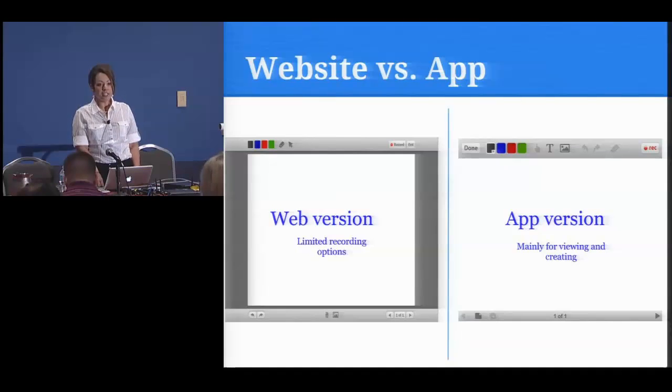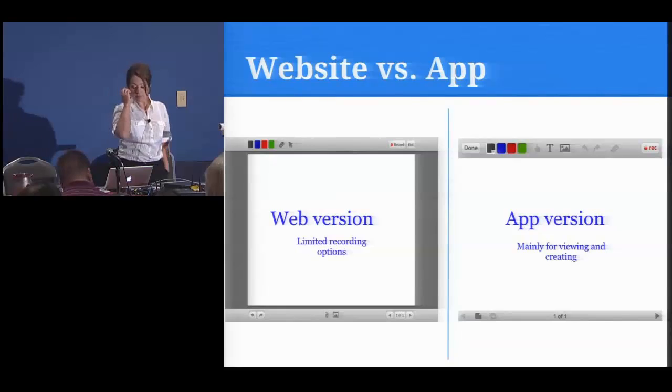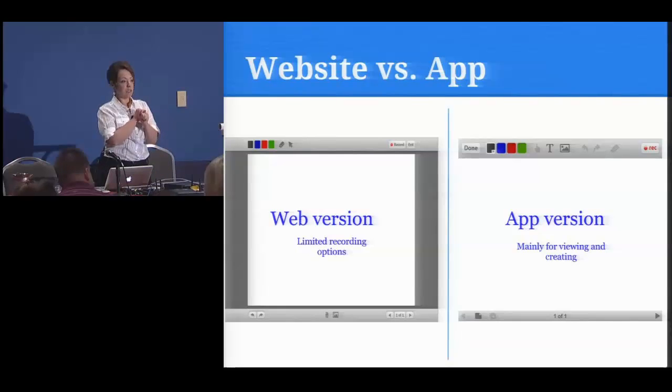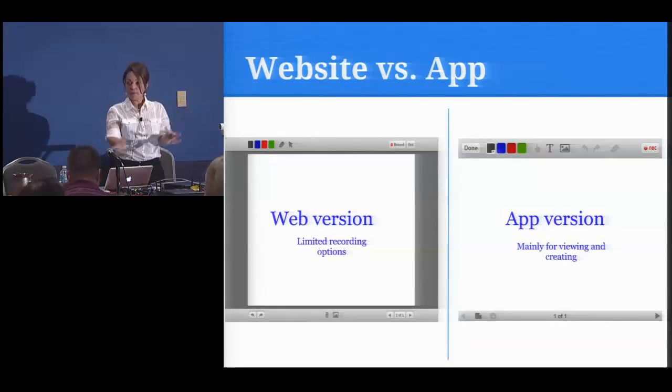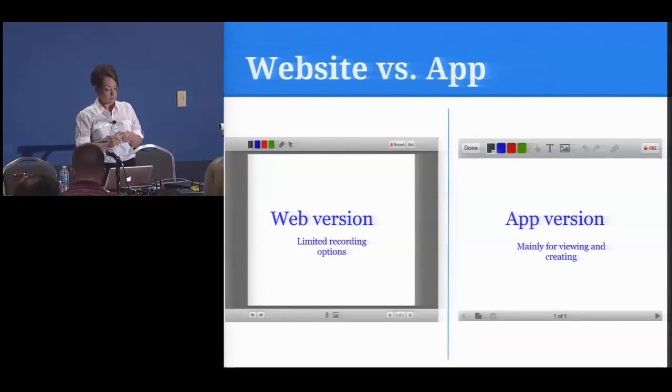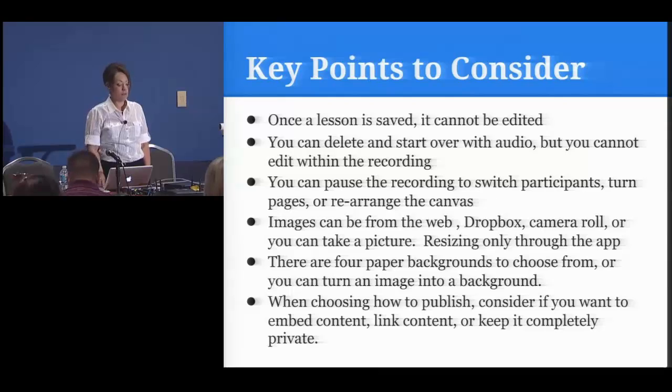Here are screenshots of the difference between the web version and the app version. Look up at the web version. You're missing the text tool altogether. You do have the image selection on the web version. It sits at the bottom of the screen, whereas in the app version, it sits in the top. So here's just a visual of why we want to work in the app instead of the web version.